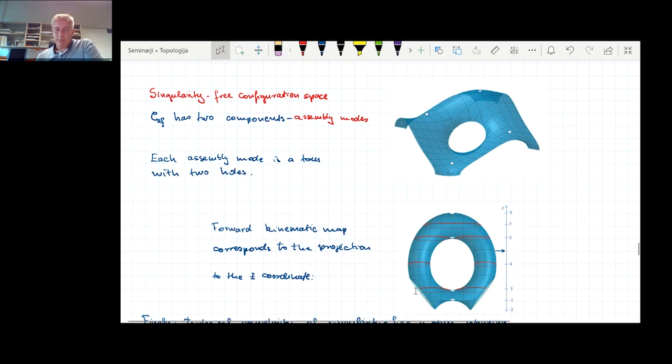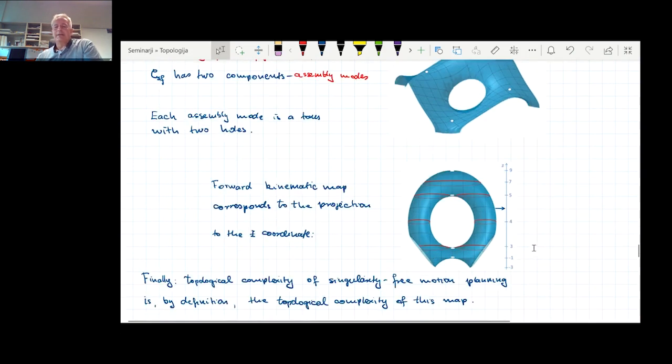So you have this torus with 2 holes, and this is essentially just a projection. And what you see is that some fibers are circles, some fibers are pairs of circles, and the singular fibers are unions of 2 intervals. So this is something that we should remember. And now finally, the topological complexity of singularity-free motion planning is just by definition the topological complexity of this kinematic map.